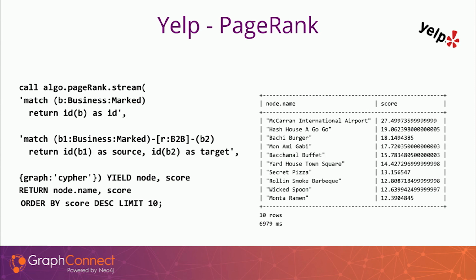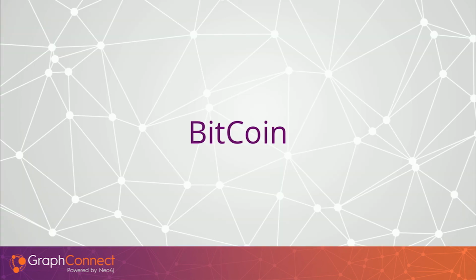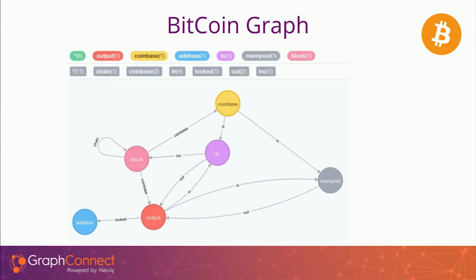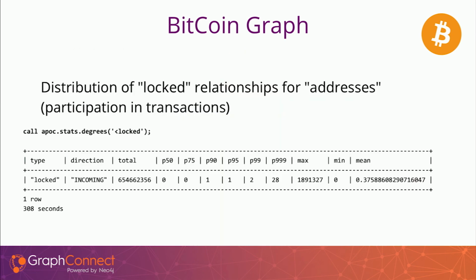So it's kind of, all the lower numbers are not available in reasonable amounts. So it's kind of interesting. The last example is Bitcoin. Bitcoin is a really nice payment network. So we got it from Greg Walker, who does Learn Me a Bitcoin and imports continuously all the data from Bitcoin into Neo4j. And it has 1.7 billion nodes, 2.7 billion relationships. It's about 600 gigabytes on disk. And we can use this network, for instance, to compute different things.